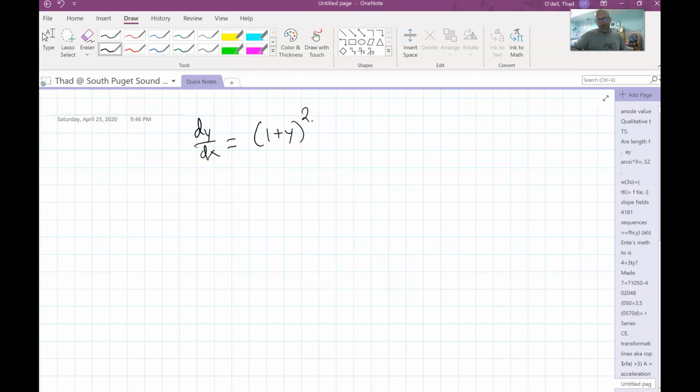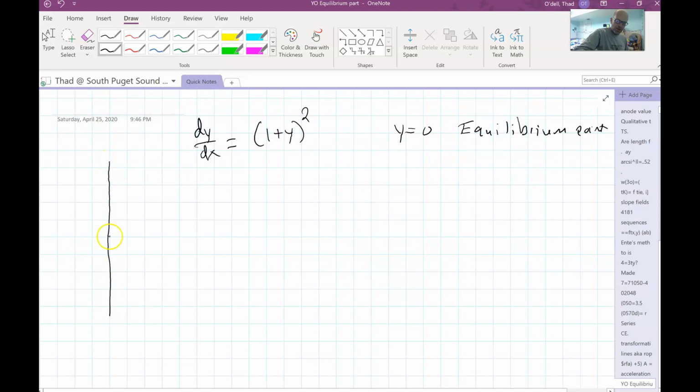So again, to write a phase line, the first thing we do is look for equilibrium points. And we notice that when y equals -1, we have an equilibrium point. So if we were to draw our phase line, we'll put a dot at y equals, I don't know why I just said 0, that was weird. Y equals -1 is what I meant to say.